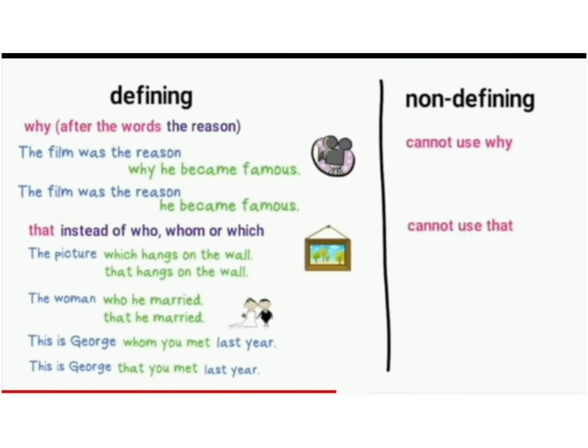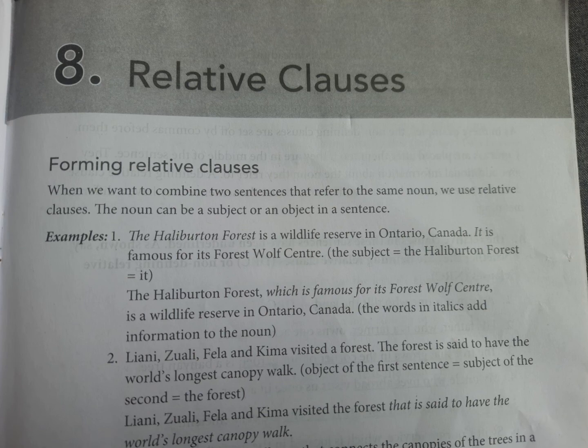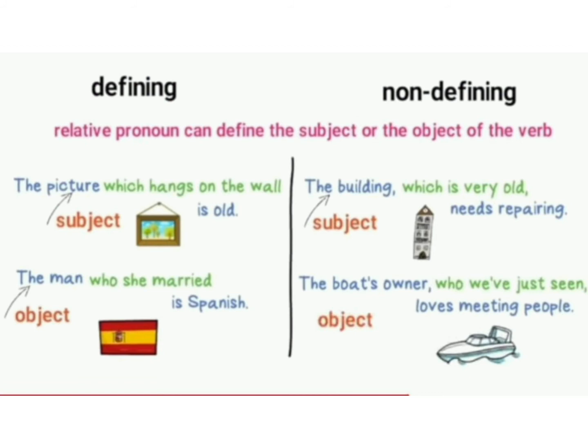The noun can be a subject or an object in a sentence. When we want to combine two sentences that refer to the same noun, we use relative clauses. The noun can be a subject or an object in a sentence. For example, the picture which hangs on the wall is old. The picture is the subject.